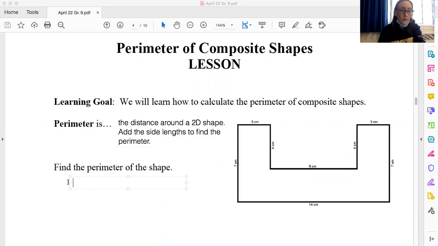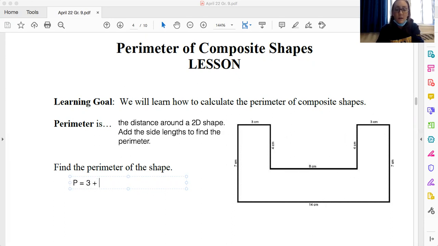Okay, so all you're doing is adding all the shapes. What I do is I work my way around and make sure I write all the numbers. That way you don't forget anything. If you're doing like 3, 14, 3, 7, 7, you're going to forget stuff, right? So I work my way around it and just add them in.